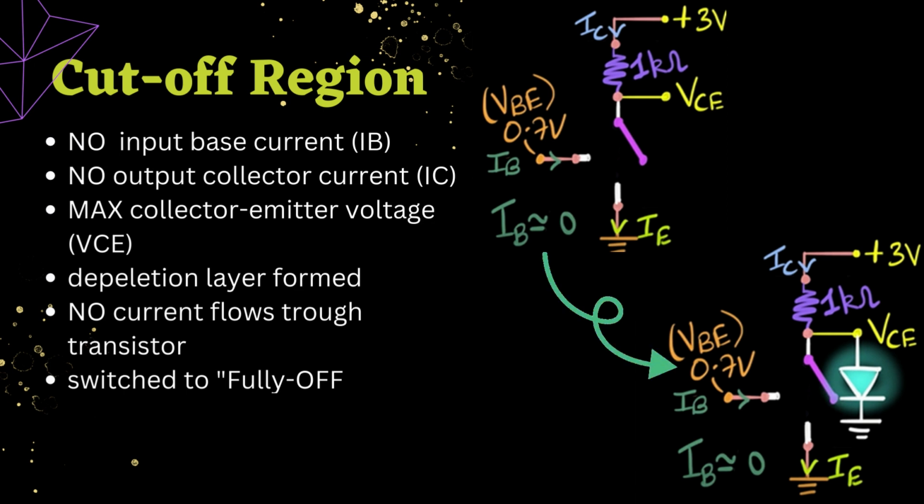For the cutoff region, it happens when no input base current flows, and then no output collector current will be produced. Why does this happen? Because from what we learned from the formula, IC equals beta multiplied with IB. If IB equals 0, therefore IC also will be 0.